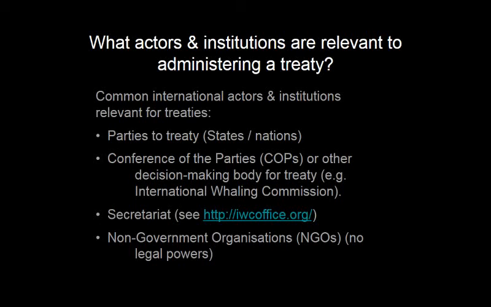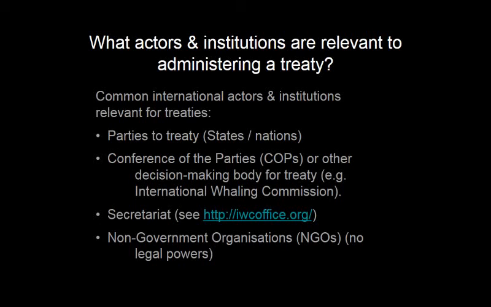So, parties, the conference of the parties, or COPs, or other decision-making bodies for the treaty. The conference of the parties in the Whaling Convention is called the meeting of the International Whaling Commission.